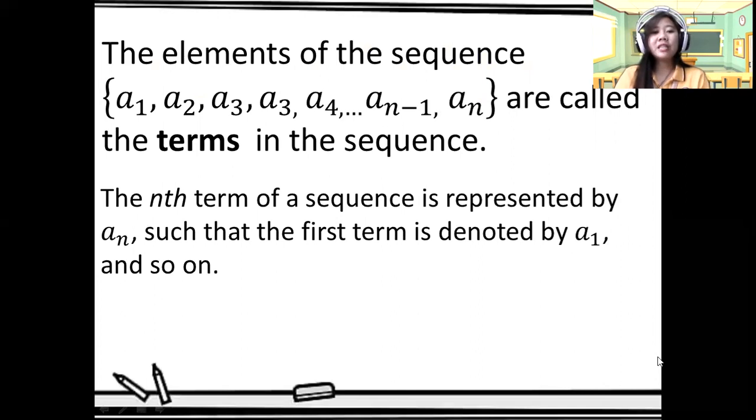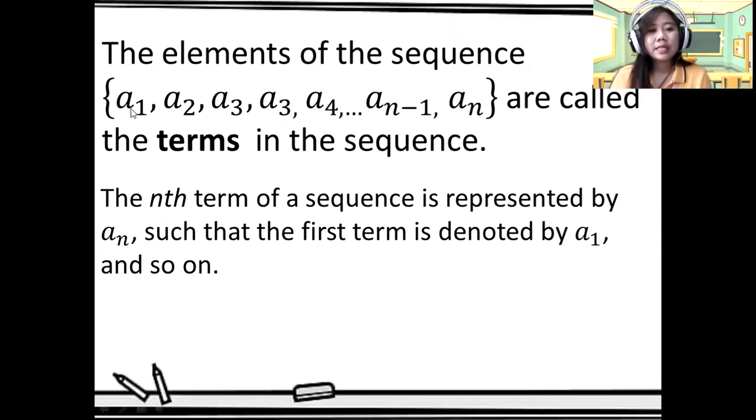Okay, so the elements of the sequence: A sub 1, A sub 2, A sub 3, A sub 4. I'm sorry for the mistake. Okay, A sub n minus 1 up to A sub n are called the terms in the sequence. So, di ba, I asked you earlier po kung ano nga ba yung terms na sinasabi. So when we say terms, the nth term of a sequence is represented by A sub n, such that the first term is denoted by A sub 1 and so on. Okay, so when we say term po, kung pang ilan po ba siya sa set of numbers.